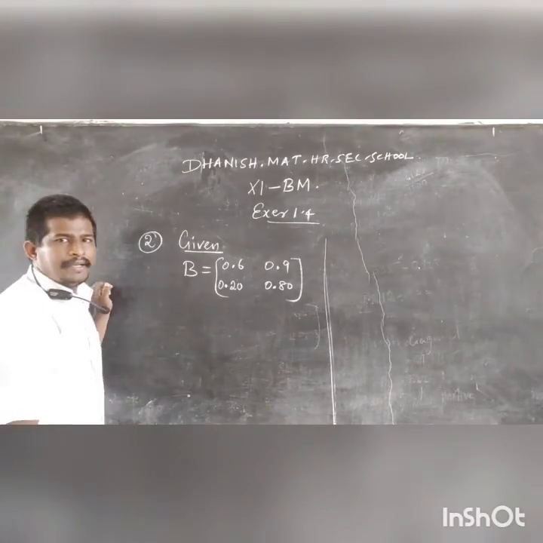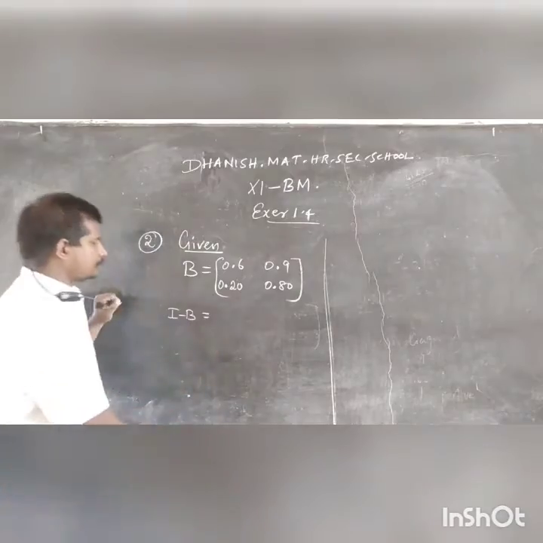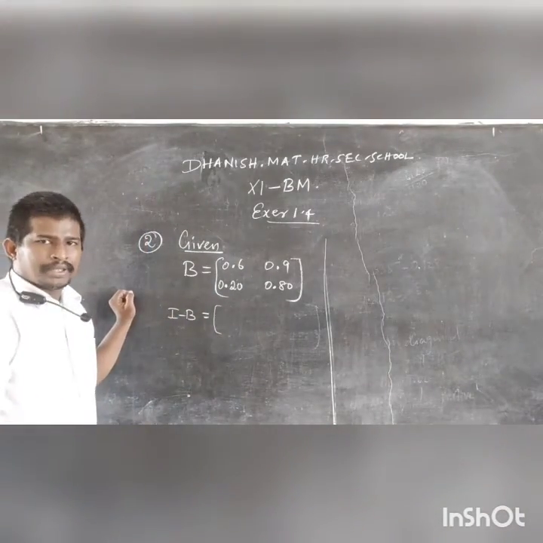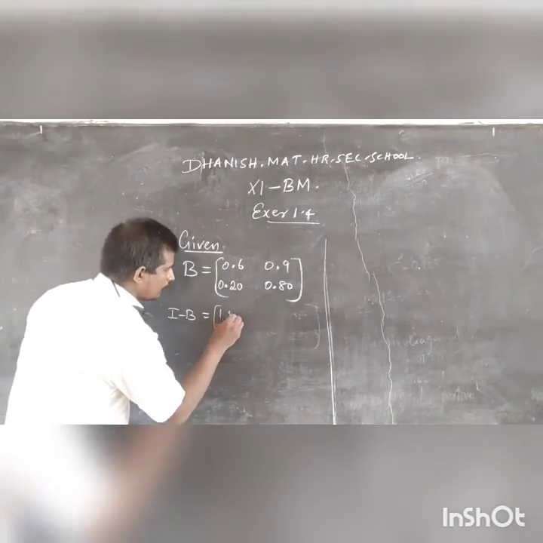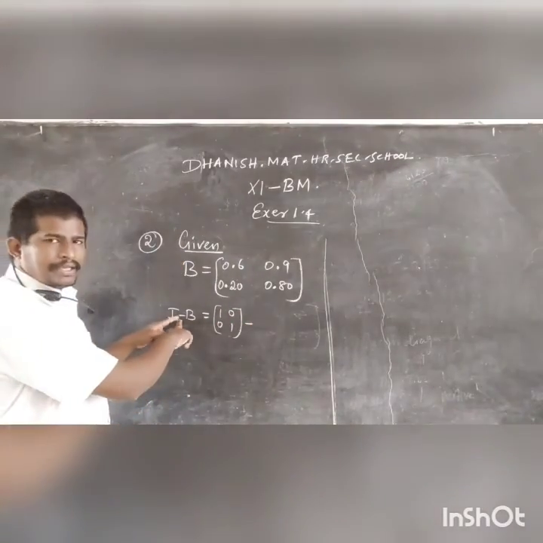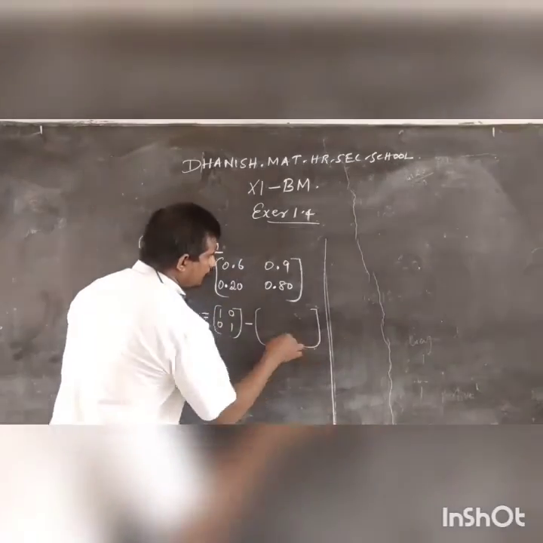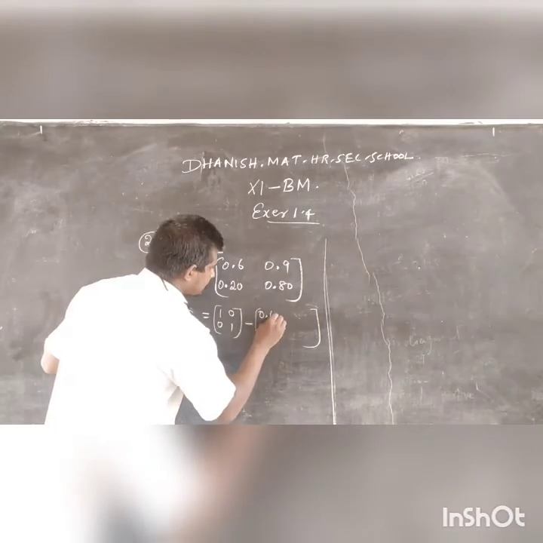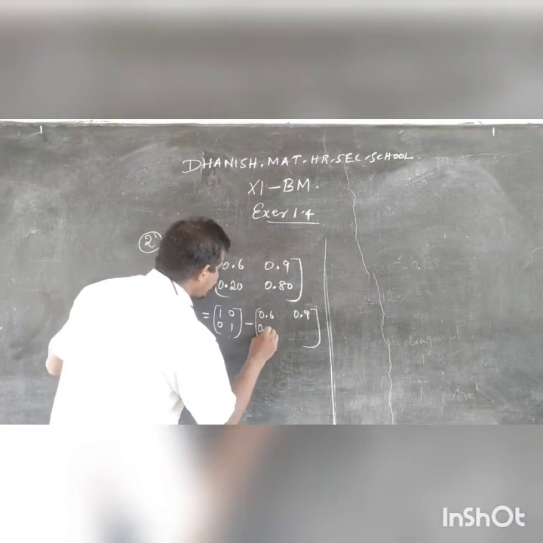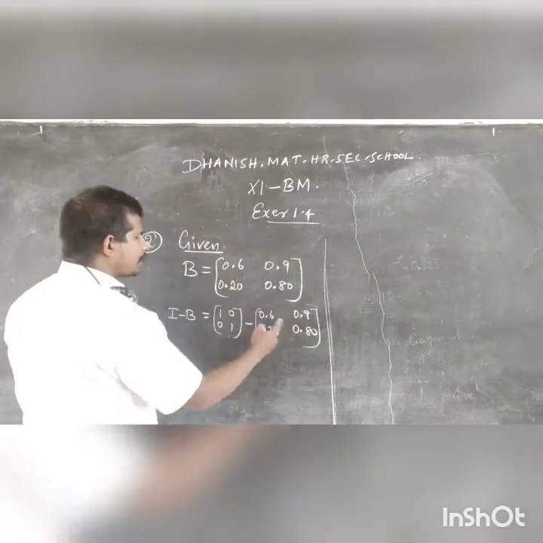Now I'm going to find I minus B. What's our I? Unit matrix: 1 0 0 1, minus. Here we are having minus, so I'm going to put minus. Then B. What's our B? 0.6, 0.9, 0.20, 0.8. Now I'm going to subtract these two.